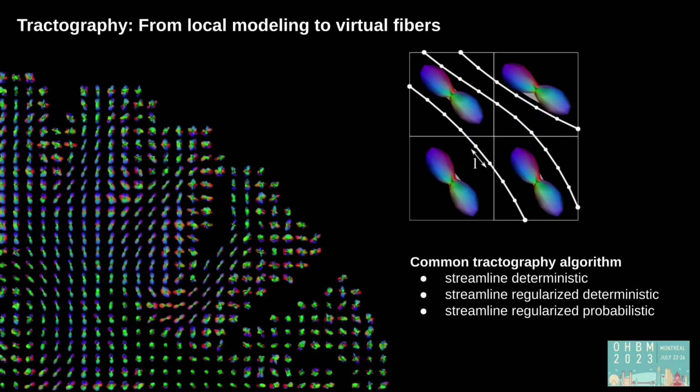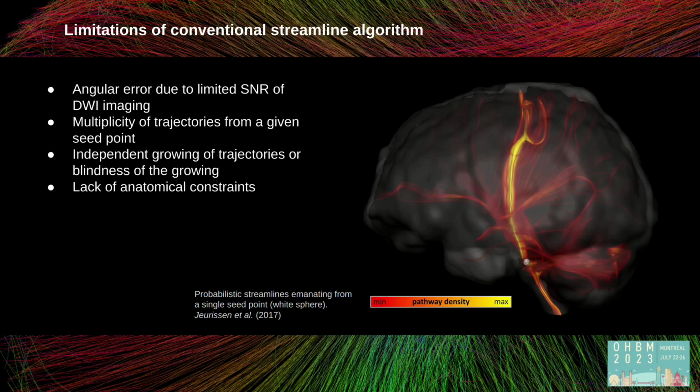You all already know the streamline algorithm used to perform tractography in MRI. This algorithm typically starts from a seed point and grows, given a defined step length, towards the main direction or a sampling of the main directions, if we are in probabilistic frameworks. This method, however, suffers from angular errors due to low SNR in diffusion, and from the multiplicity of fibers stemming from a given point, as you can see in this illustration from Jeurissen et al.